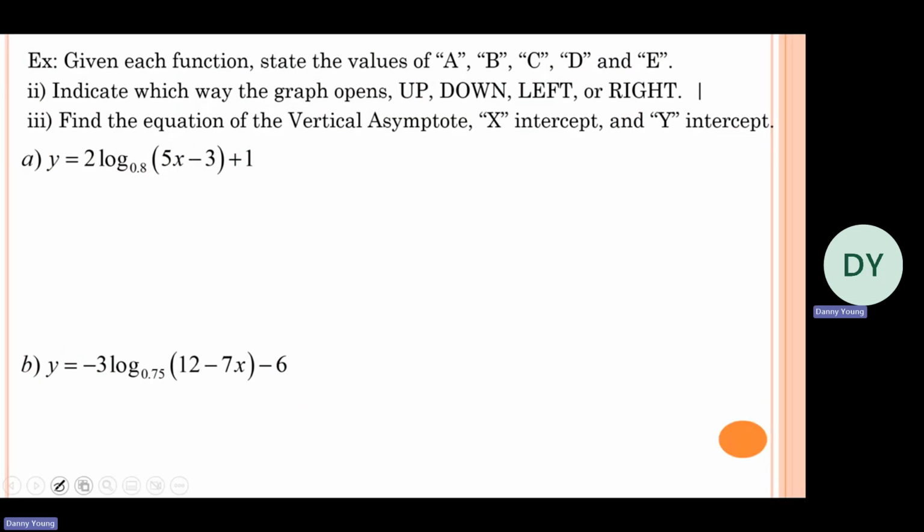Given each of these functions, can you find A, B, C, D, and E? Indicate which way the graph opens, up, down, left, or right. Find the equation of vertical asymptote, the x-intercept, and also y-intercept. You want to try this first? Go ahead.